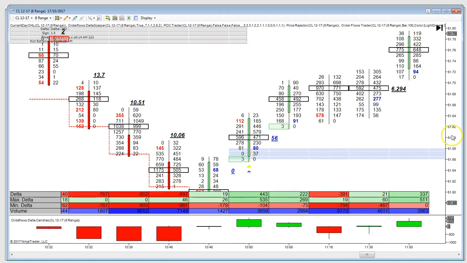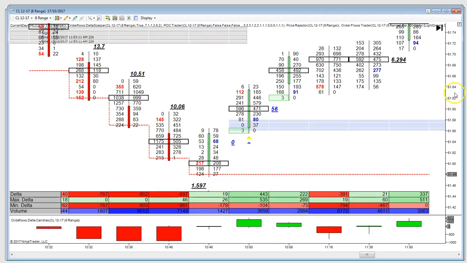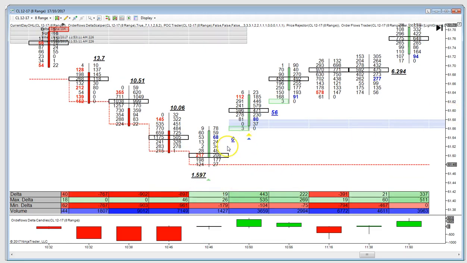Then you got Delta Scalper off the low here, right? You got a divergence and a ratio. It's a zero number. It's a zero ratio actually, so it's still a ratio.